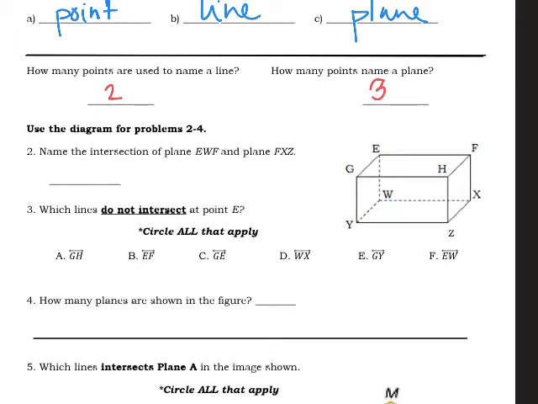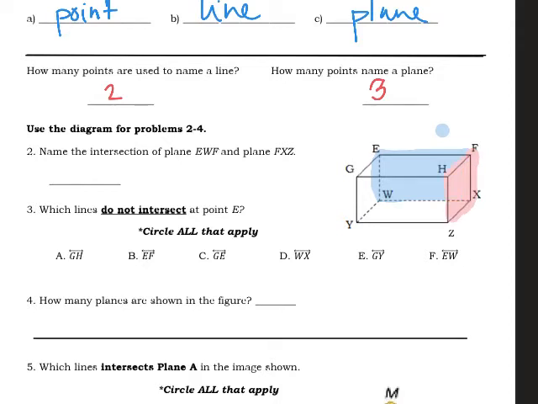Number 2. Name the intersection of plane EWF and FXW. So some of us had a hard time with this one on the worksheet. My recommendation was trace EWF, connect those. You see how it's kind of tracing that back rectangle? Finish it off, and then just shade it in. And we're going to do the same thing with FXZ. So here's F, X, and Z.